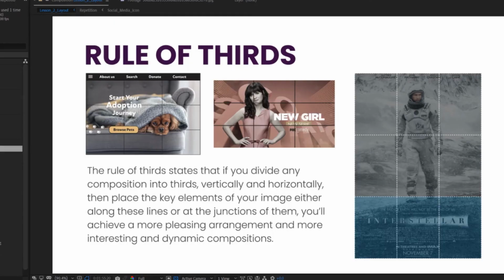You can see the dog in this example being placed here. These are examples. In this Interstellar image, the person is placed in the middle, so you can see a high level of the rule of thirds. Then this person, when designing this, divided his composition into three.